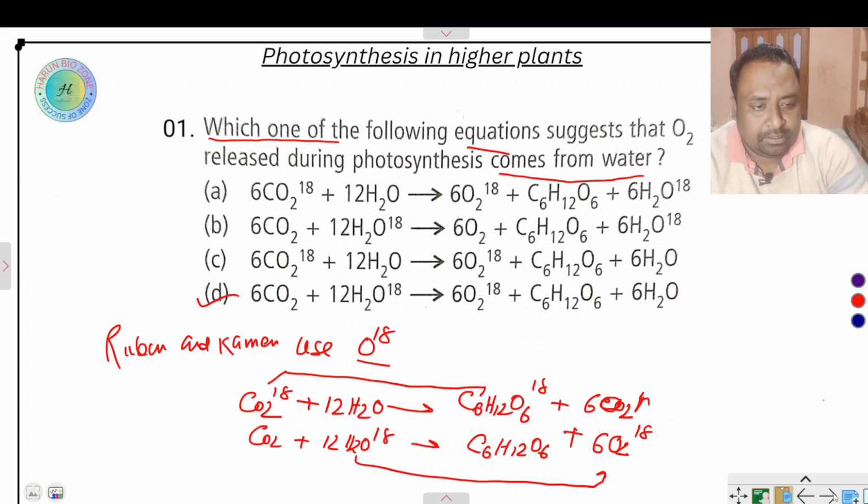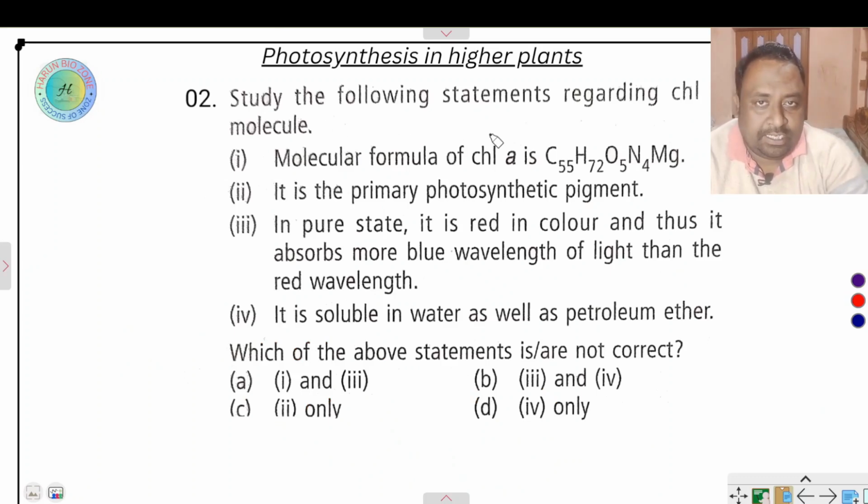Next question. Study the following statements regarding chlorophyll A. Chlorophyll A is the primary photosynthetic pigment. The molecular formula of chlorophyll A is C55H72O5N4Mg. In pure state it is red in color and thus it absorbs more blue wavelength of light than the red wavelength. Number 4, it is soluble in water as well as petroleum ether.